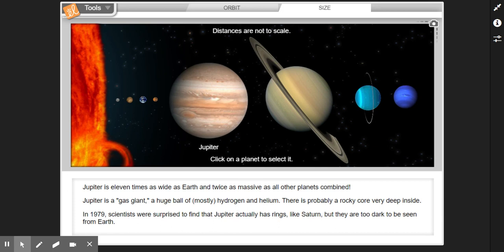Okay. Question 2 is asking us to compare. How do the 4 rocky planets compare to the 4 gas giants in size? So they're asking us, what can you tell me about these 4 rocky planets compared to the size of the 4 outer ones? And I think we can all agree that the rocky planets are much smaller than the gas planets. In your comparison, make sure you talk about the rocky planets being much smaller than the gas planets.